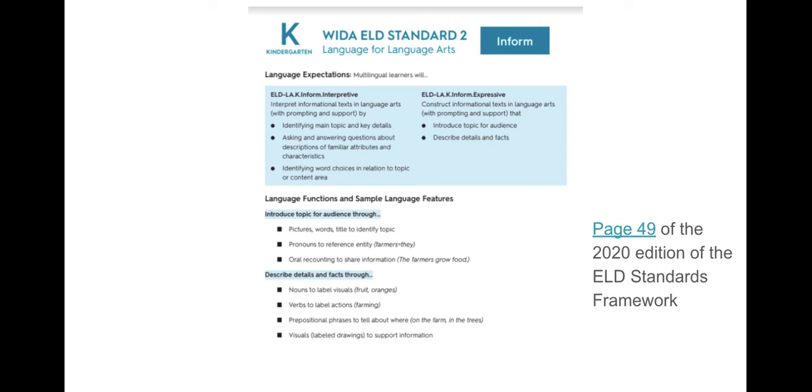And then when it gets into the other WIDA standards, for example, language for language arts, it will have an example of the key use, in this case inform, and the language expectations, what students will be able to do, and then interpretive and expressive, which we'll talk about more later. And then it gives examples of language functions and sample language features. This is not an exhaustive list, but it is a good starting place if you're thinking about different ways that students might need to use language and things they might need to practice.